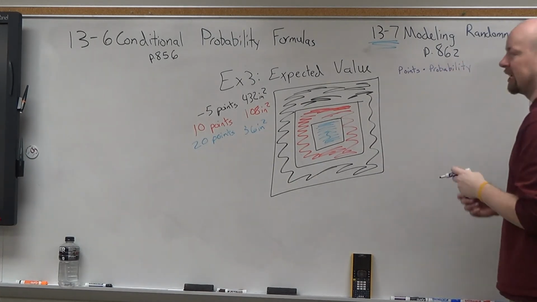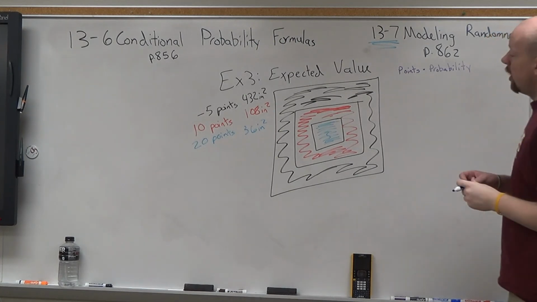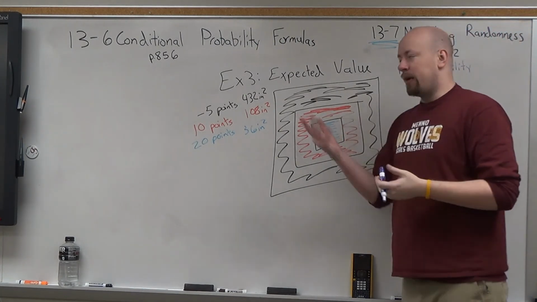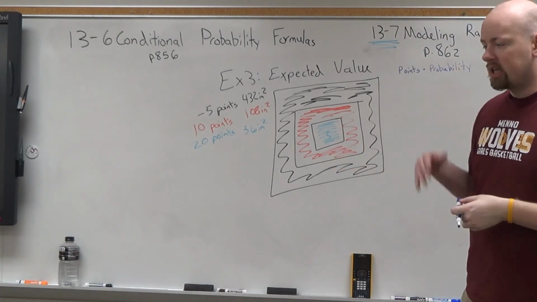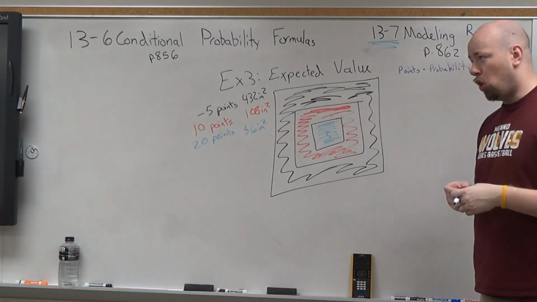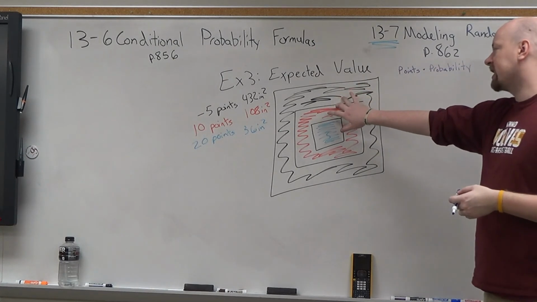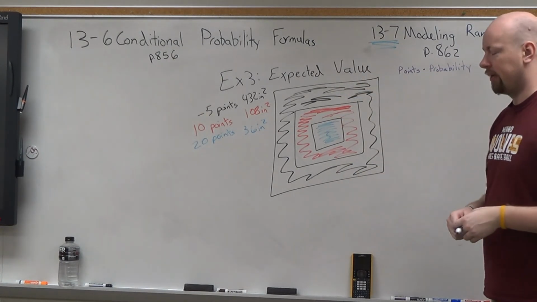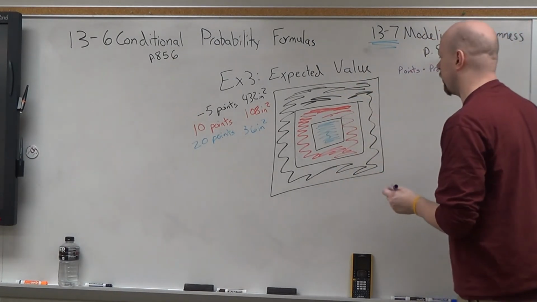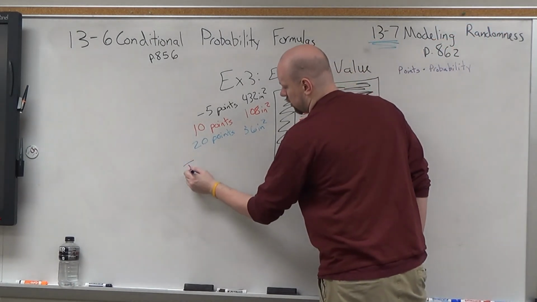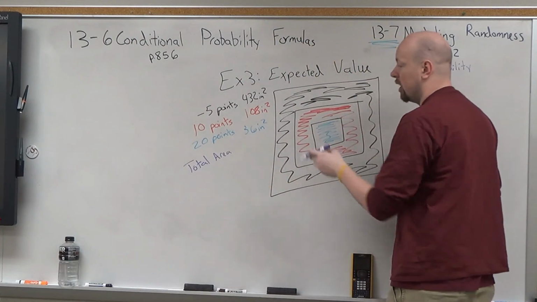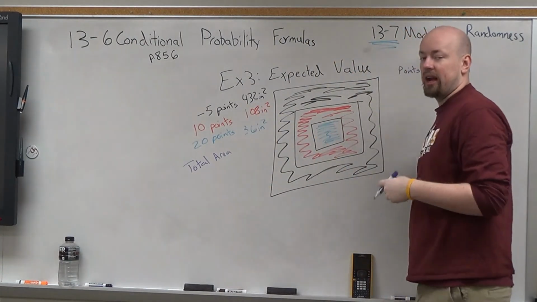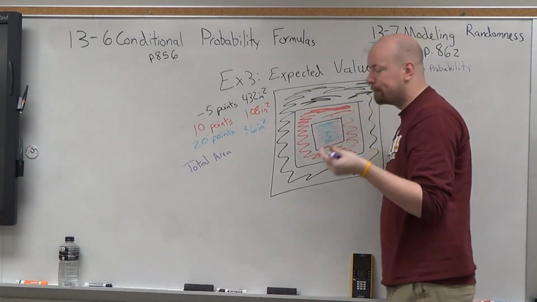And then we add them all together at the end. Now, how do we find probability? We need to find the possible chance of it happening. So we would find our area, the chance of our area over the total area. So I need to find my total area. How can I find my total area? Well, I can just add each of these three areas together to find the total area of the board.